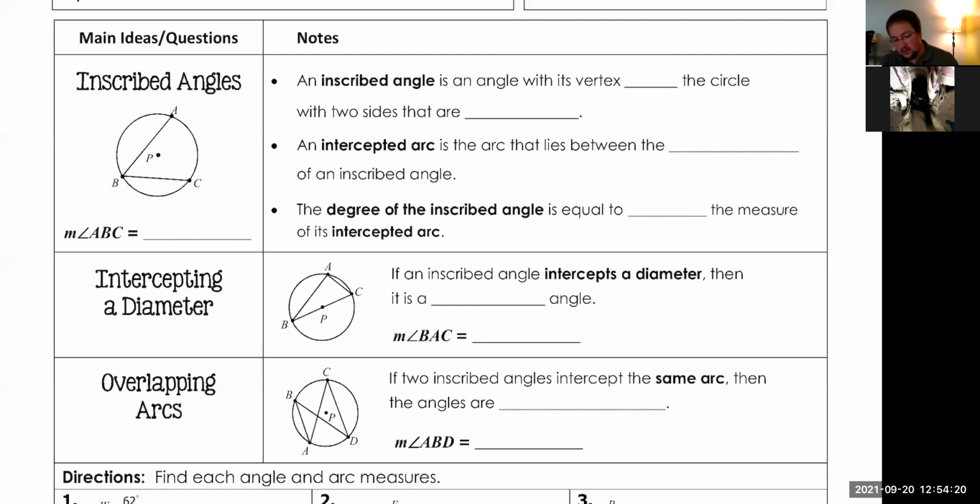Just as a quick recall, I know we took lots of these notes last week, but an inscribed angle is an angle with its vertex on the circle with two sides that are chords. Now, we're going to be using a term today known as an intercepted arc quite frequently, which is just the arc that lies between the endpoints of an inscribed angle.